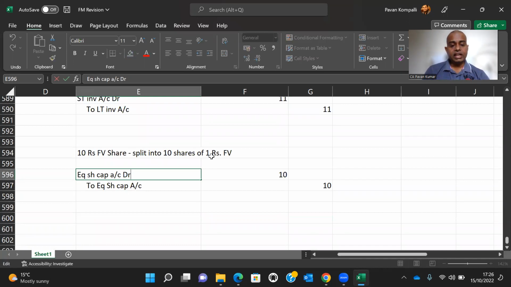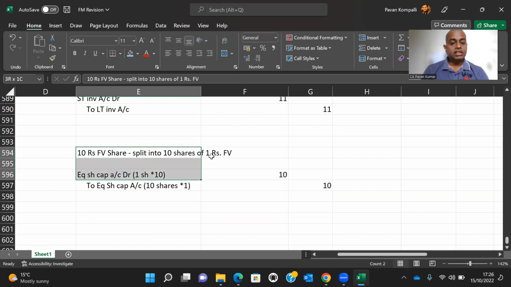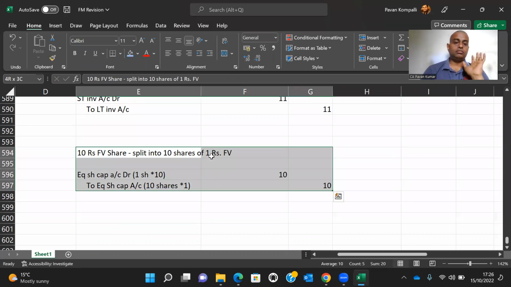But the understanding is here it is 1 share into 10. Here it is 10 shares into 1. Correct? Okay, guys, do you understand this transaction and this journal entry?